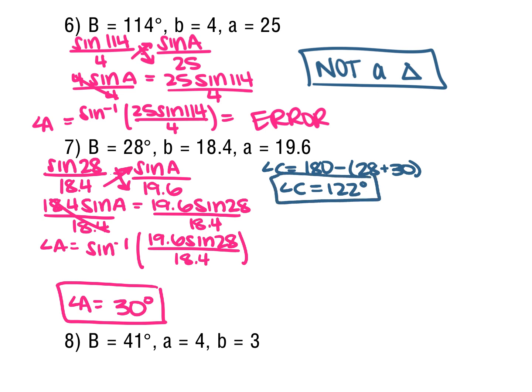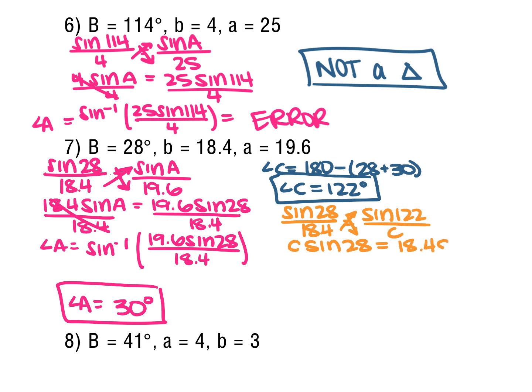So from this triangle, because we haven't tried the second triangle yet, to find side C, we're going to do sine 28 over 18.4 is equal to the sine of 122 over C. So we're going to cross multiply these. So that's C times the sine of 28 is equal to 18.4 sine 122. Divided by sine 28.